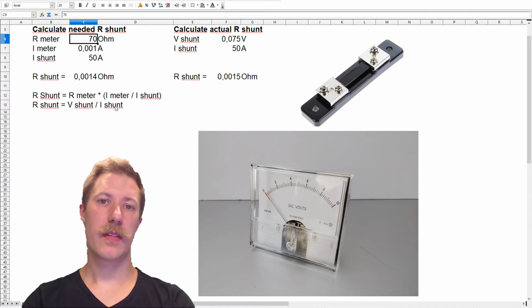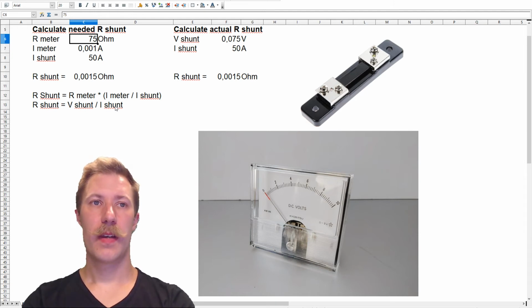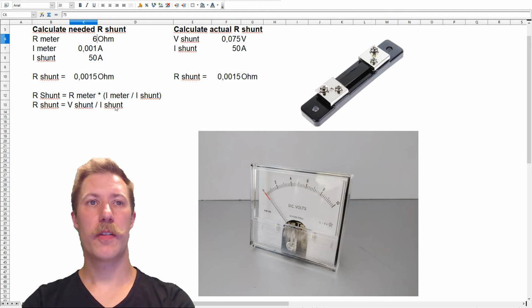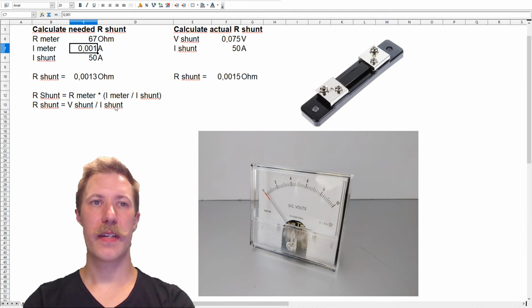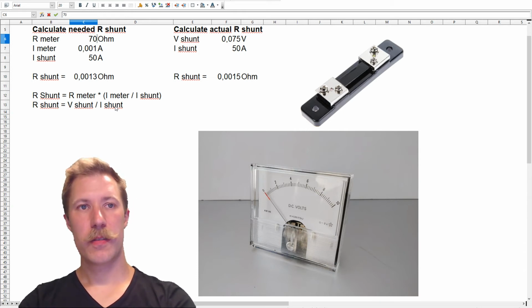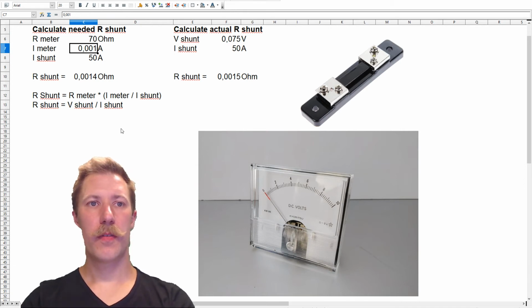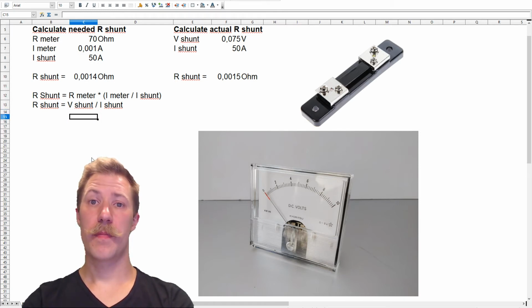Now, I said this was a 70 ohm meter, so as we can see, if it was actually a 75 ohm meter, it would fit the shunt perfectly. And if I use the value that I measured with my multimeter, you can see it is 0.013. Now, that is a pretty rough estimate. It's not very precise anymore when we start dropping two figures on such a low number. So let's go back to the 70 ohm internal resistance. And if you happen to want to calculate these yourself, there are of course the two mathematical formulas written up here.